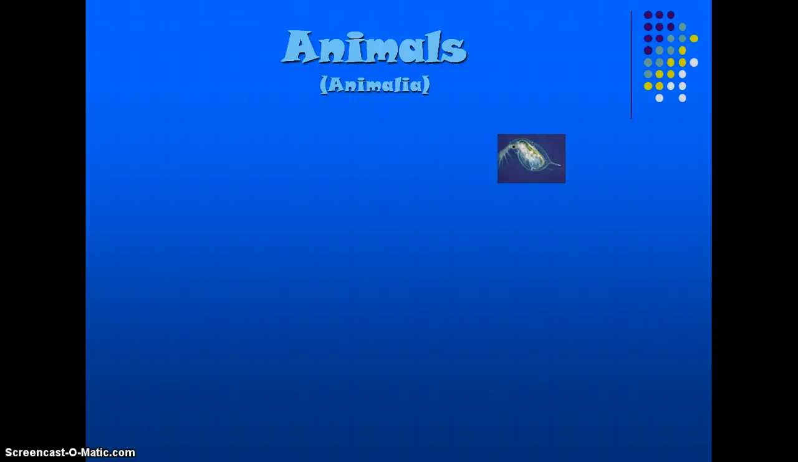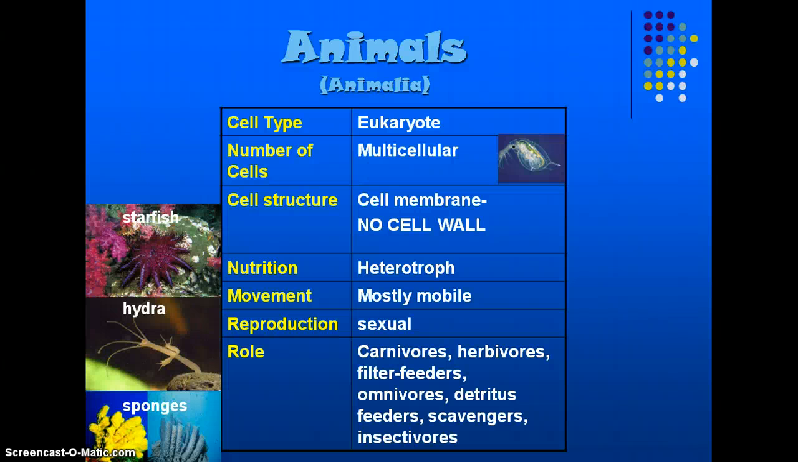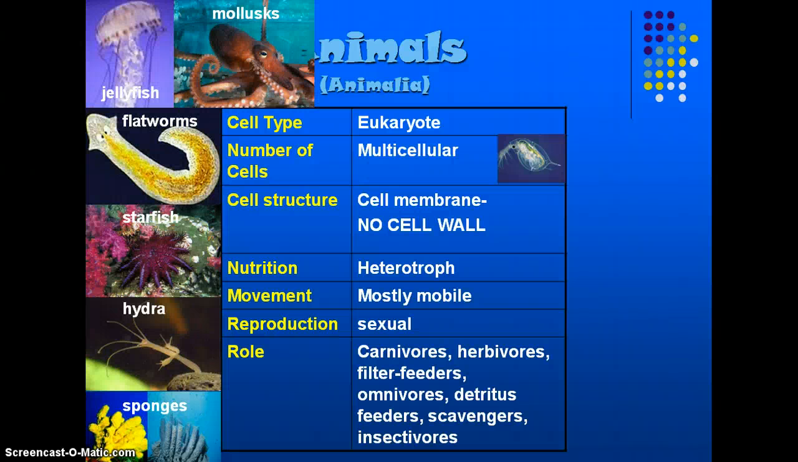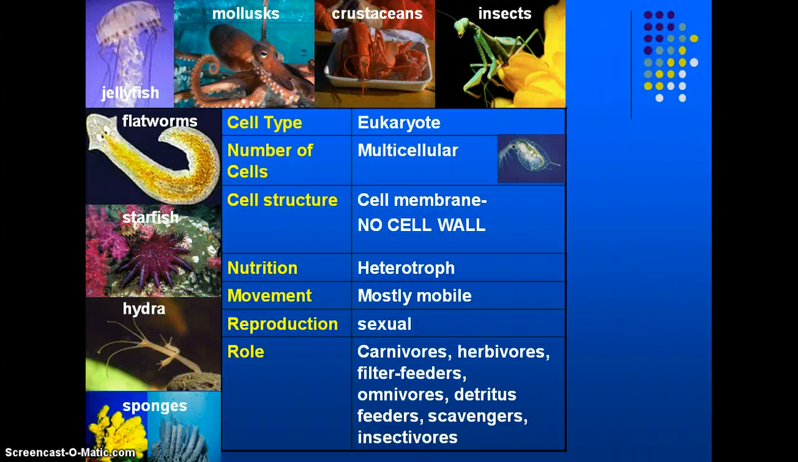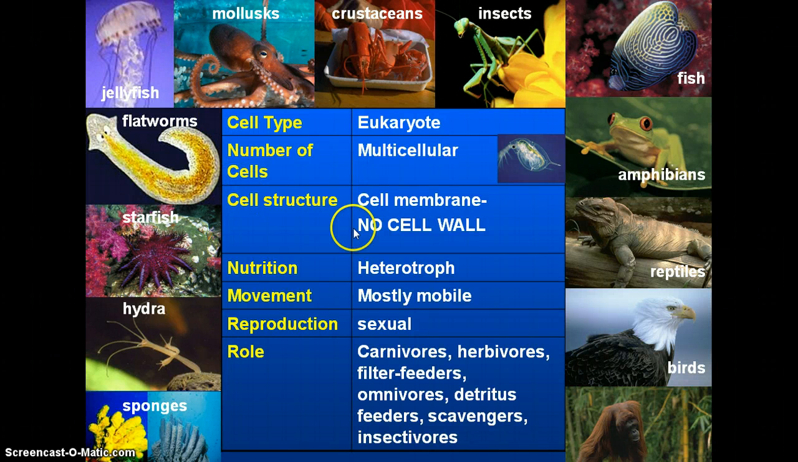So we'll start with the kingdom Animalia, which would include humans. They are eukaryotic cells and multicellular, so made up of many cells. We are the only kingdom that does not have a cell wall, only a surrounding cell membrane. We are heterotrophic, which, remember, means we have to eat food in order to get our nutrients. Most animals are mobile, except for things like the sponges and the hydra in the ocean, which cannot move around.